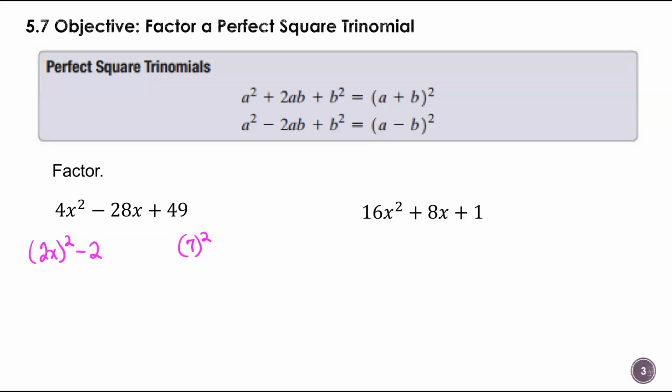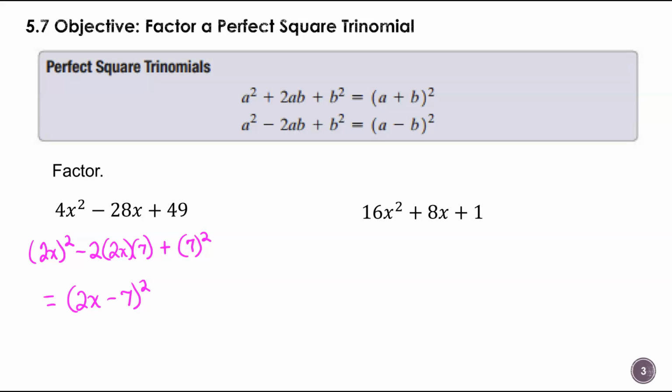The middle term is negative, so that's where we have that negative 2 times a times b. And so we already know the first and last terms work out. So let's look at this. Negative 2 times 2x is negative 4x. Negative 4x times 7 is negative 28x. So you can see that, yes, this is a perfect square trinomial. Therefore, it factors in this way, right? The 2x minus 7 quantity squared.